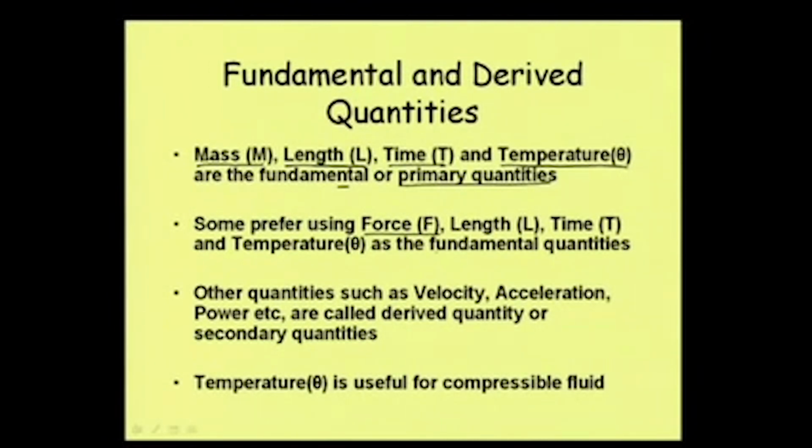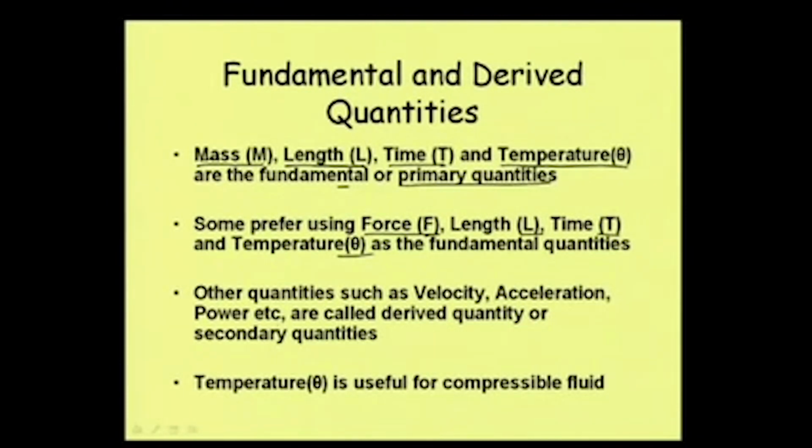We know there is a relation between force and mass: force is equal to mass into acceleration. Acceleration is nothing but length per unit time, which is velocity, then velocity per unit time, so it becomes length by time squared. That becomes the dimension for acceleration. So once we know the mass dimension, multiplying it by the length by time squared dimension, we get the dimension for force. And some people prefer to have force, length, time and temperature as fundamental quantities.